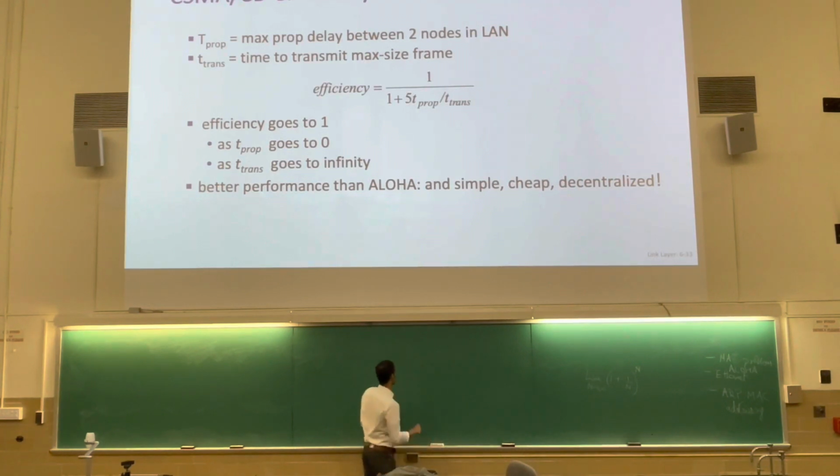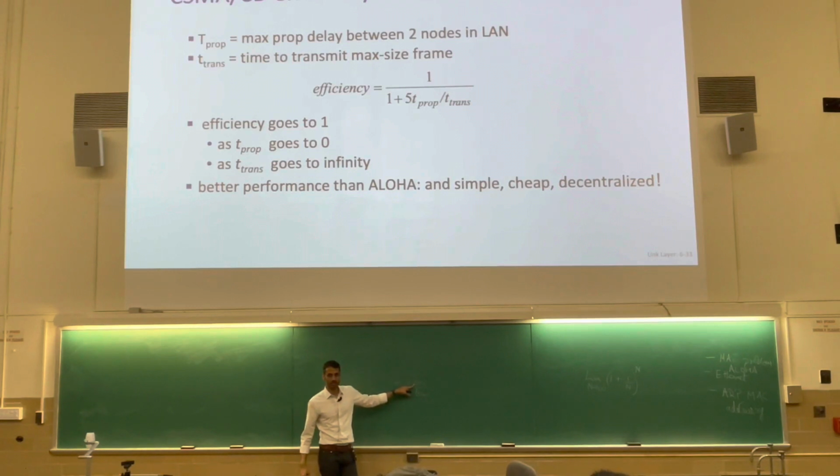So in this formula, which is 1 over 1 plus 5 times the propagation delay over the transmission delay, the propagation delay is high if it's a 100 meter Ethernet as opposed to a 1 meter Ethernet, a large building Ethernet as opposed to a single room Ethernet.